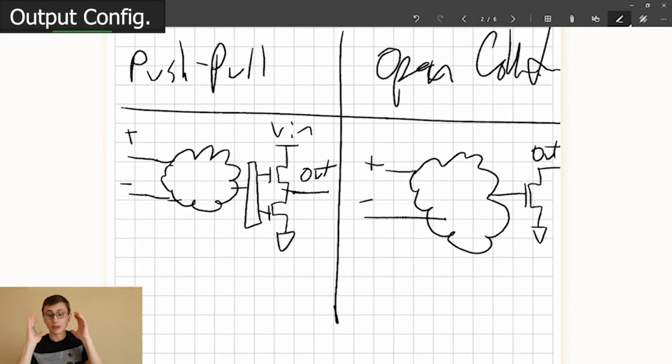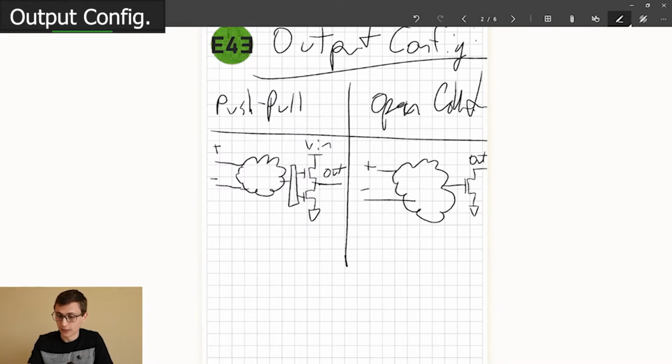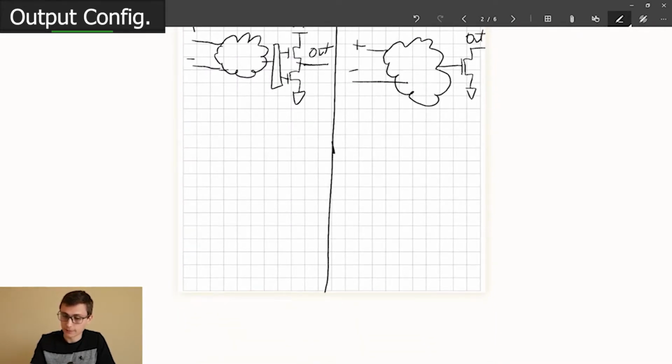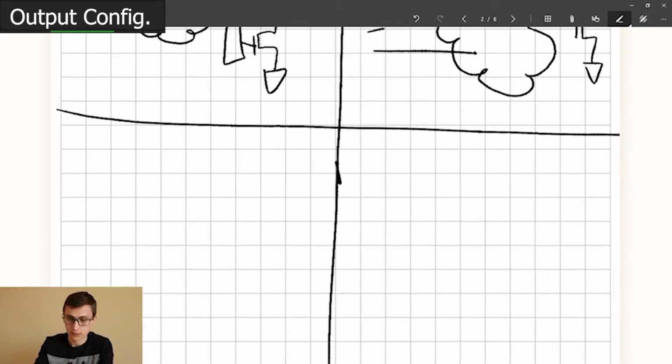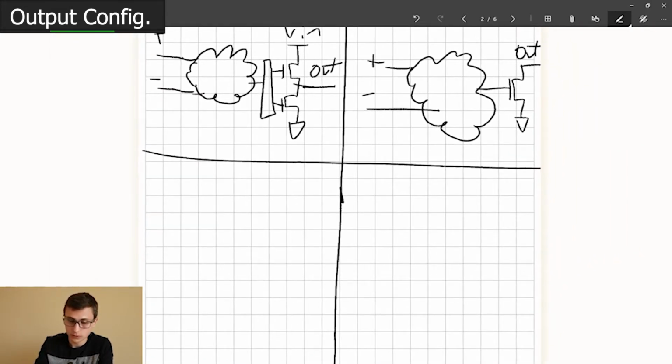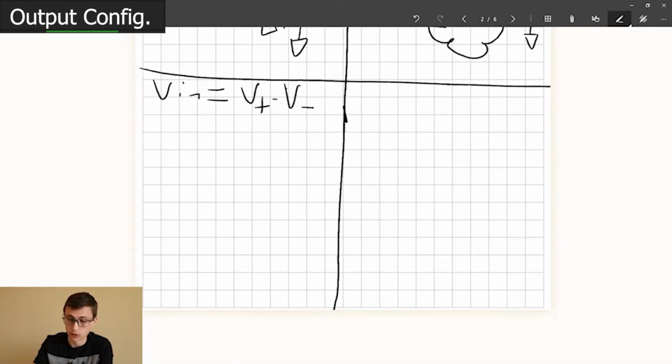What is the critical difference? Okay, yeah, let's talk about that. So let's draw a little graph here. And so we're going to define Vn as V plus minus V minus. So basically, a negative voltage should have a negative output. A positive voltage should have a positive output. That's what we're going to draw.